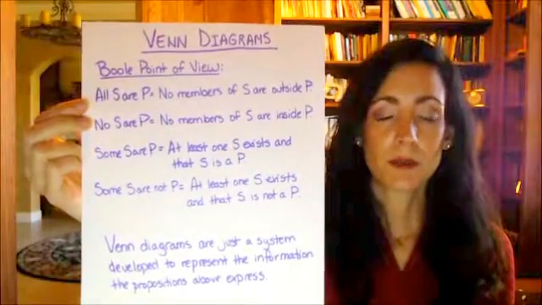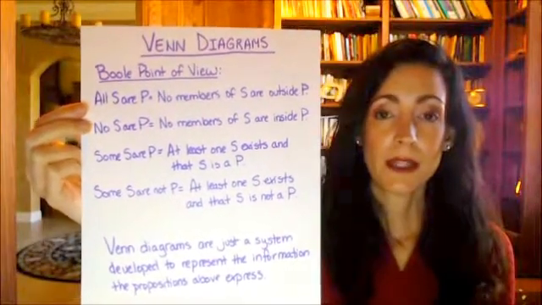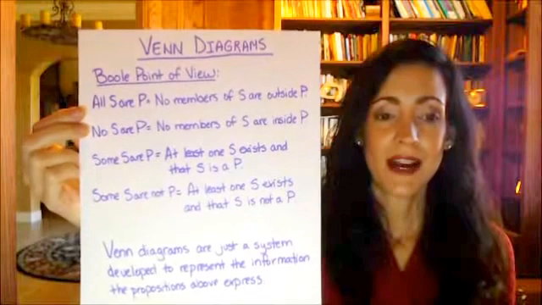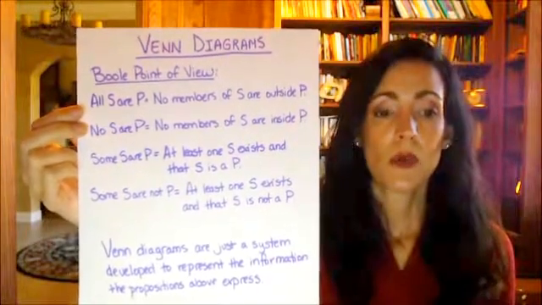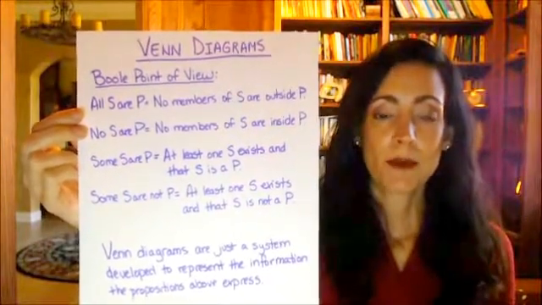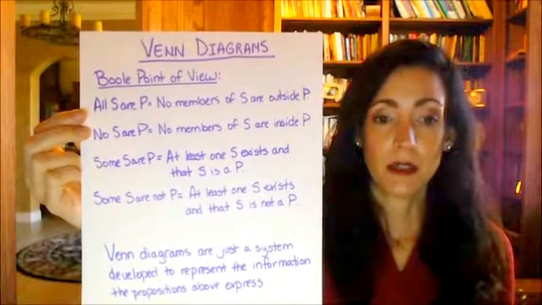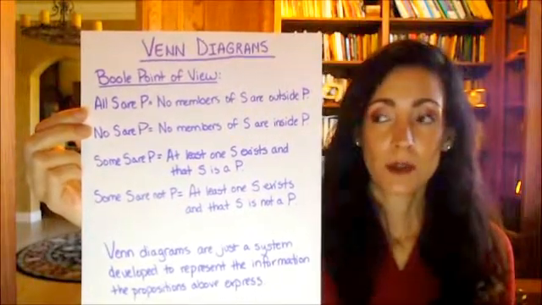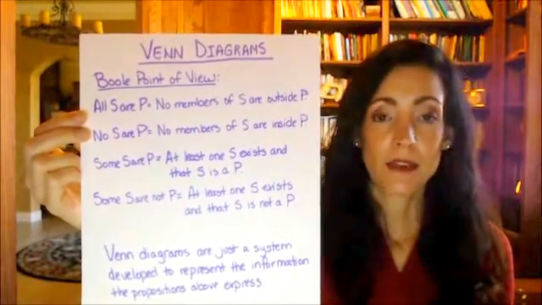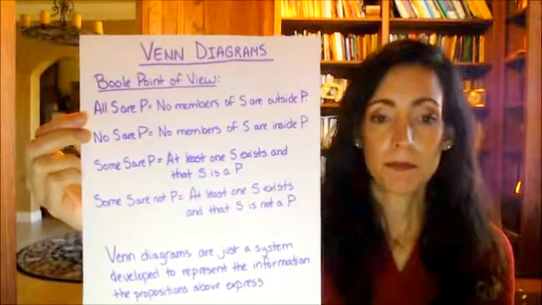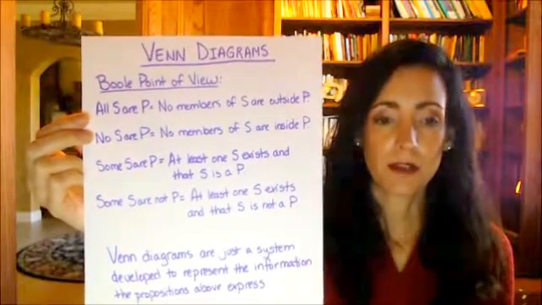With Venn diagrams from the Boolean point of view, when it comes to the categorical propositions, if I say all S are P, what it's actually meaning is that no members of S are outside of P. And if you look at it, it says all S are P. It's saying that every single member of S also happens to be a member of P. So therefore, no S's can be outside of P.